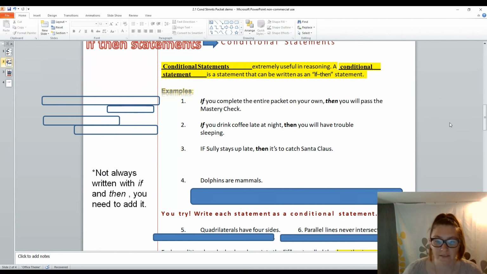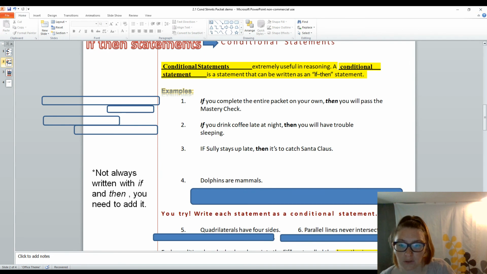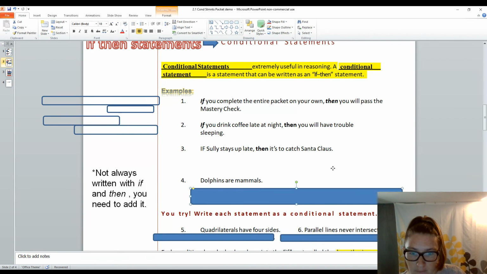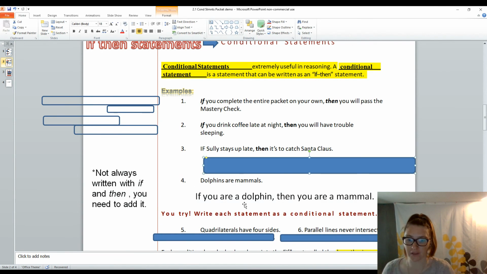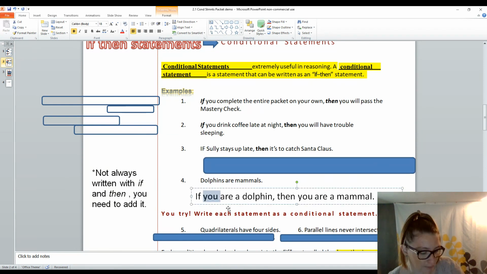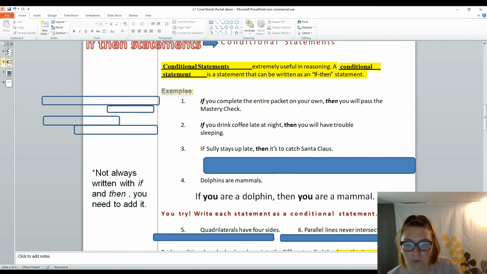So number 4 says dolphins are mammals. How would we change that to write it as an if and then? Well, keep in mind, dolphins come first. That is the subject of our topic. That has to stay in the if portion. Mammals have to stay in the then portion. So here is my sentence. If you are a dolphin, then you are a mammal. The word you, I really just add because it makes more sense to talk about a subject instead of the word it. We want to talk about who we are talking about, whether it's a person, place, or thing. We want to be more identifying.